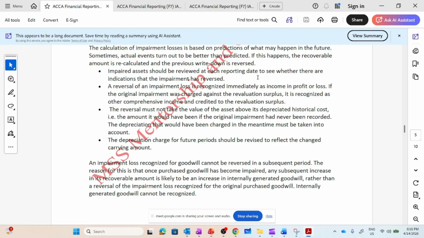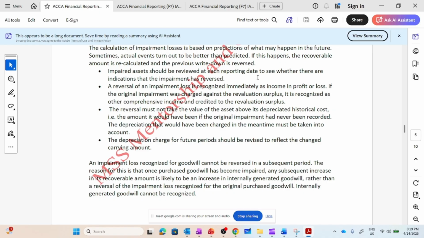If the original impairment was charged against the revaluation surplus, which is very much important, when we looked at IAS 16, we covered the concept of revaluation. If there's a gain on revaluation, if the fair value of the assets has increased, then we are going to recognize a gain on revaluation. But if there's an impairment, we need to ensure we offset that amount first before we account for any gain on revaluation. So this is the concept that we need to understand again.